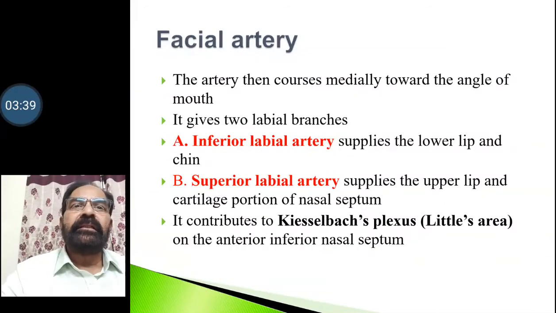Then the artery courses medially towards the angle of the mouth, and near the angle of mouth it gives two labial branches. One is the inferior labial artery that supplies lower lip and chin, and the other artery is superior labial artery that supplies upper lip and also a portion of cartilage of the nasal septum. So it contributes to one plexus that is called as Kiesselbach's plexus, also called as Little's area, and this Kiesselbach's plexus is located in the anterior inferior part of the nasal septum.